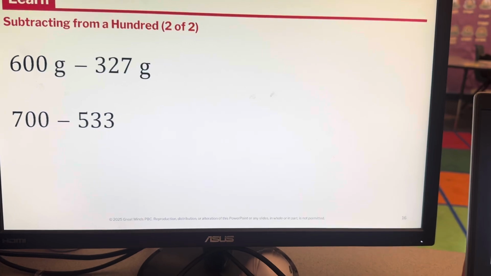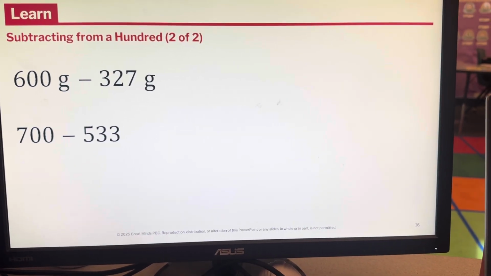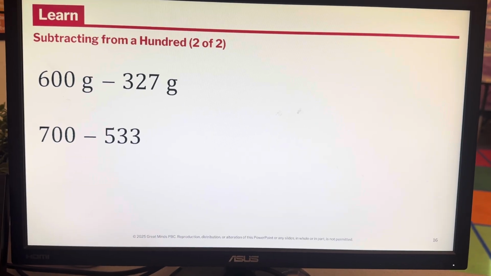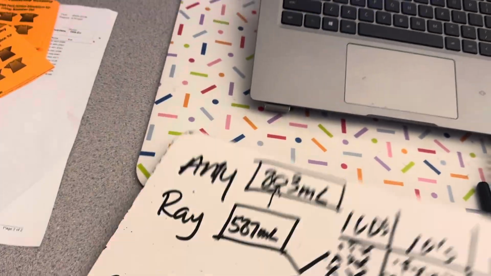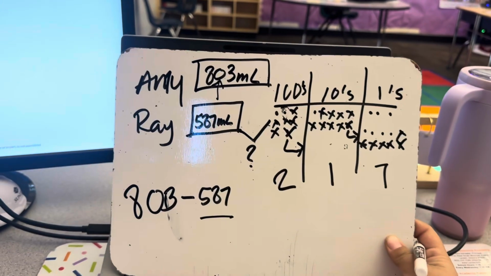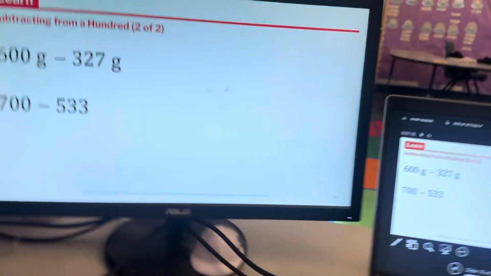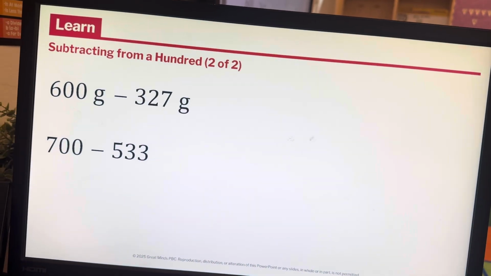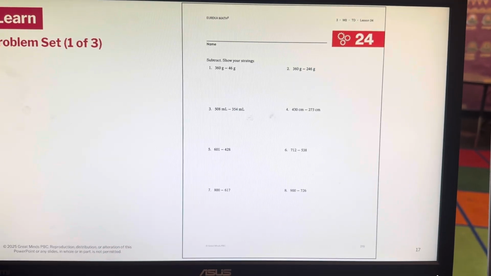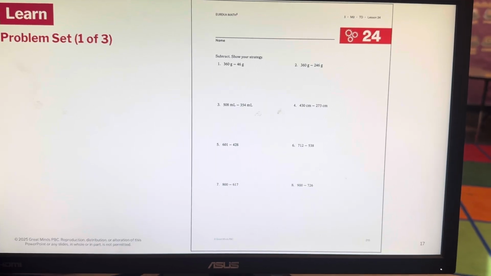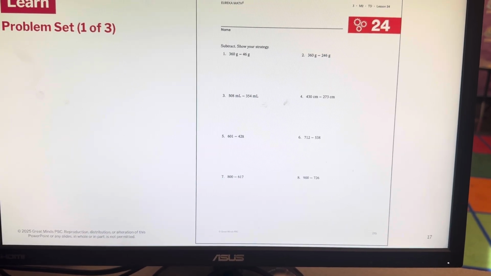And then in this section, they have 2 other problems. Essentially, I want them to do the same thing that we just did on the whiteboard. Let me pick this up a little bit. So this is what their work should look like. And these are going to be their 2 problems that they have here. Once that's completed, we will get into our workbook for lesson 24. And again, it's just subtracting, and they're showing their strategies.